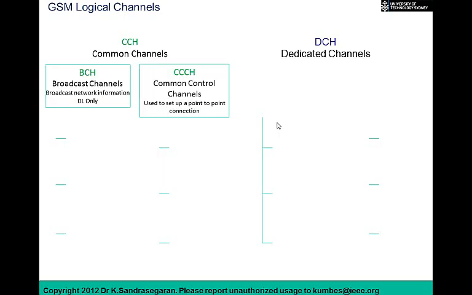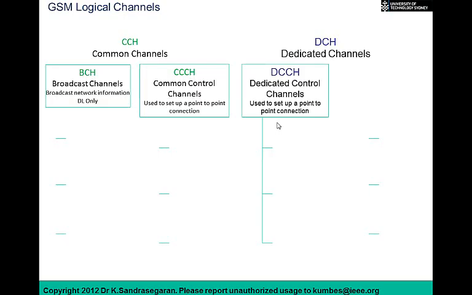Essentially, when a mobile is switched on, it listens to information on the broadcast channels, and then the next thing it's going to try to do is grab a common control channel. Once it grabs a common control channel, it's able to communicate with the network and then set up a dedicated channel.